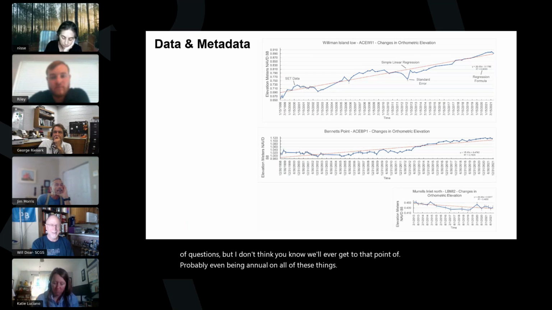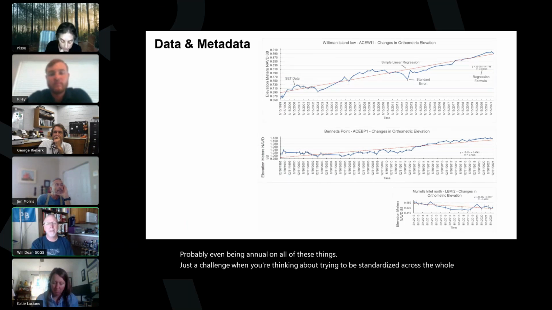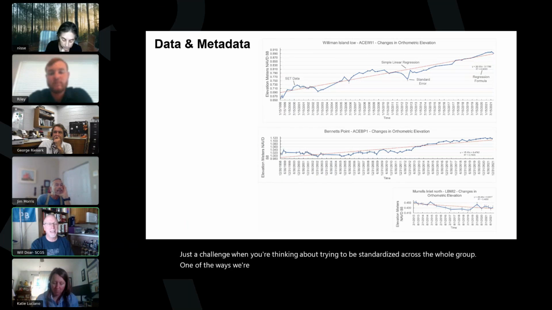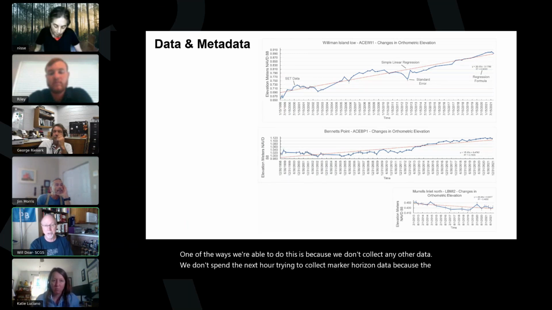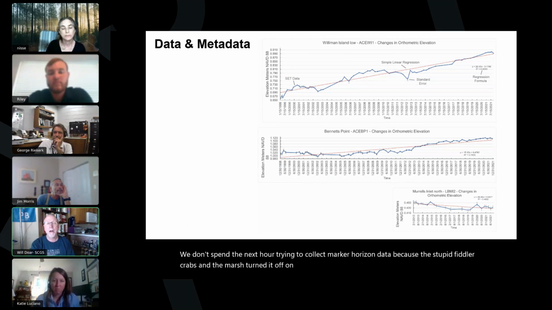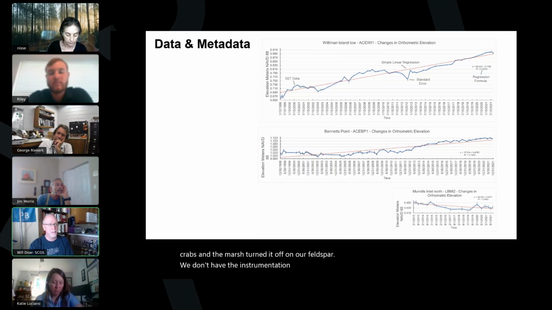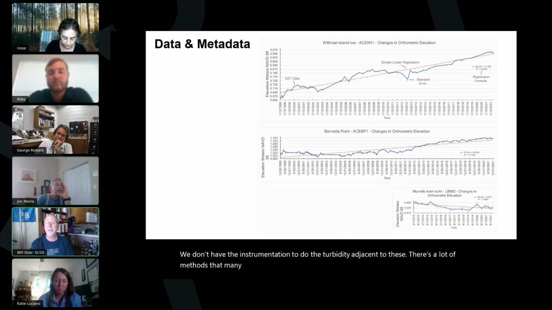Just a challenge when you're thinking about trying to be standardized across the whole group. One of the ways we're able to do this is because we don't collect any other data. We don't spend the next hour trying to collect marker horizon data because the stupid fiddler crabs in the marsh toted off all our feldspar. We don't have the instrumentation to do the turbidity adjacent to these. There are a lot of methods that many SET researchers around the world use that we don't use. So in that way, we do have the time to do this.